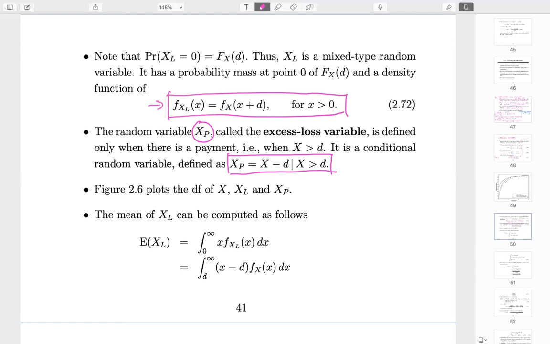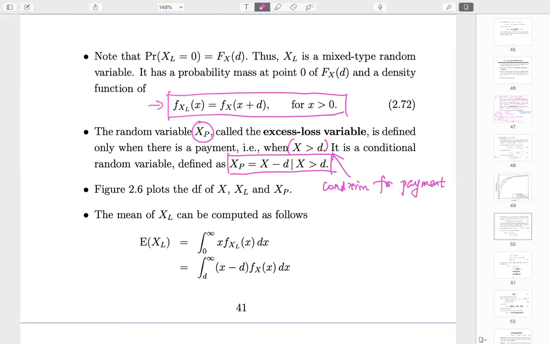In that case, X is less than D. So in order for the insurance company to step in and make a payment, the size of the claim must be strictly greater than D. So this is the condition for payment.